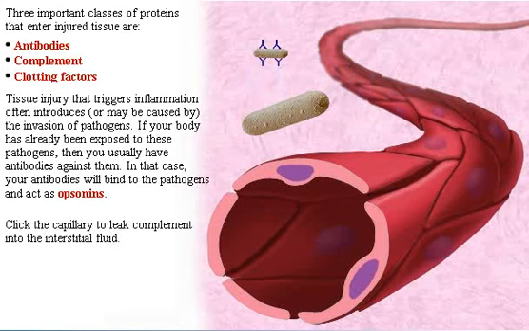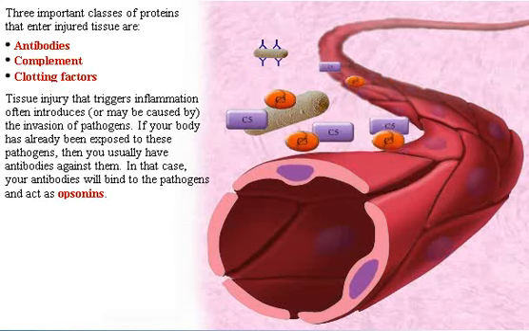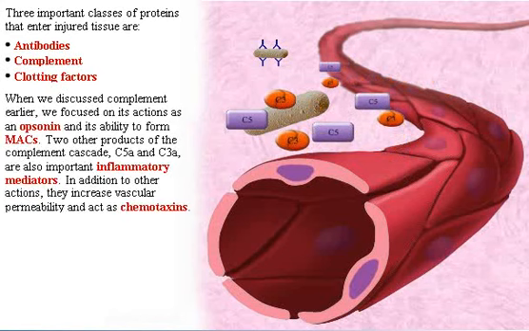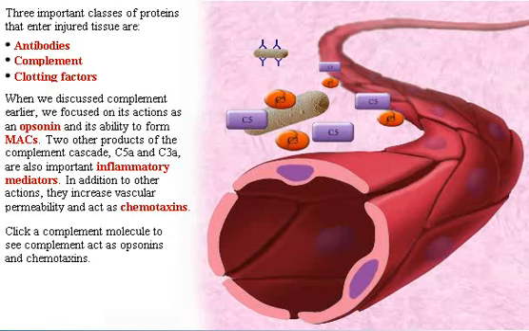Click the capillary to leak complement into the interstitial fluid. When we discussed the complement system earlier, we focused on its actions as an opsonin and on its ability to form the membrane attack complex. In addition, two products of the complement cascade, C5a and C3a, are important inflammatory mediators. In addition to other actions, they increase vascular permeability and act as chemotaxins, that is, they attract more phagocytes to the area. Click a complement molecule to see complement act as opsonins and chemotaxins.